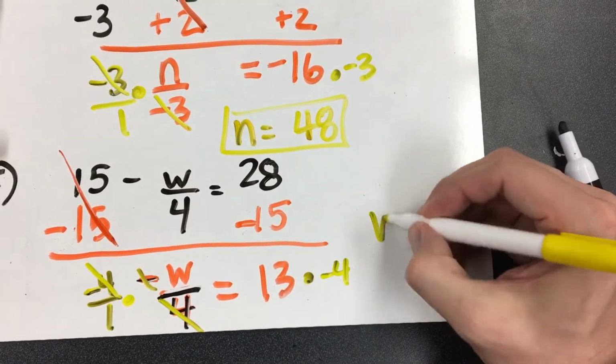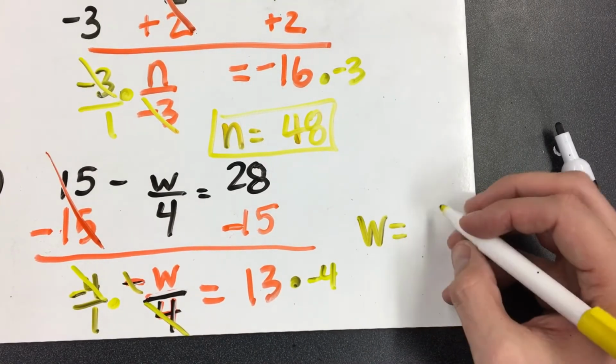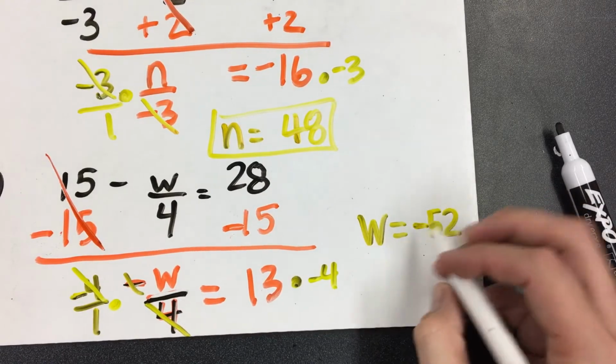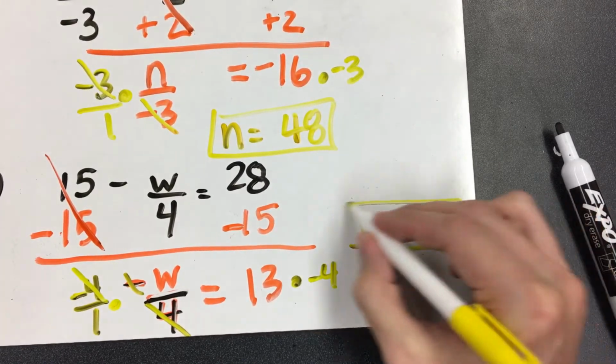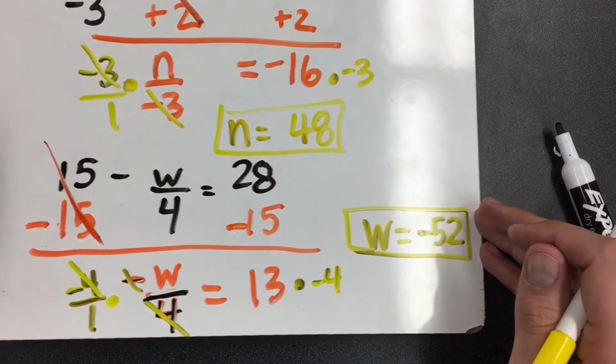And just, we're waiting for our final answer. W equals 13 times negative 4. Oh, geez, that's a hard one. I think that's 52, negative 52, because the signs are different. But if your calculator says something different, you can tell me in the comments that I messed it up.